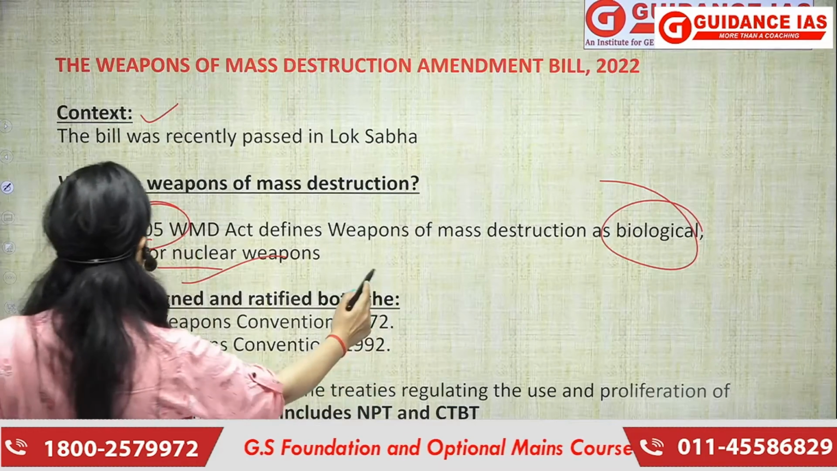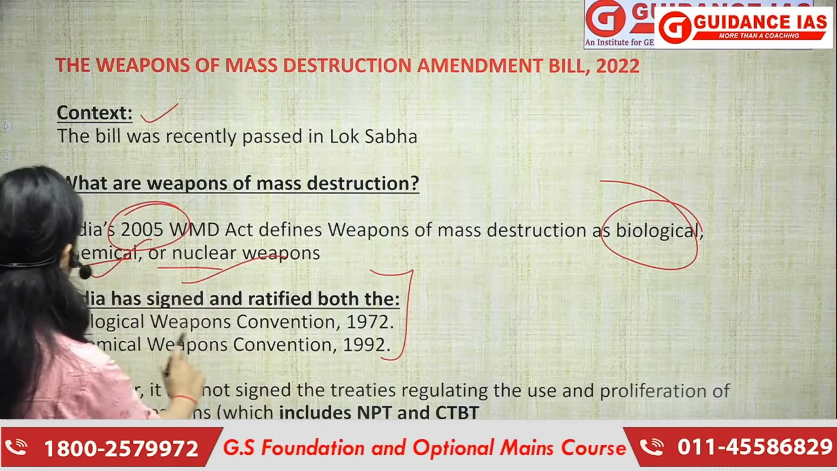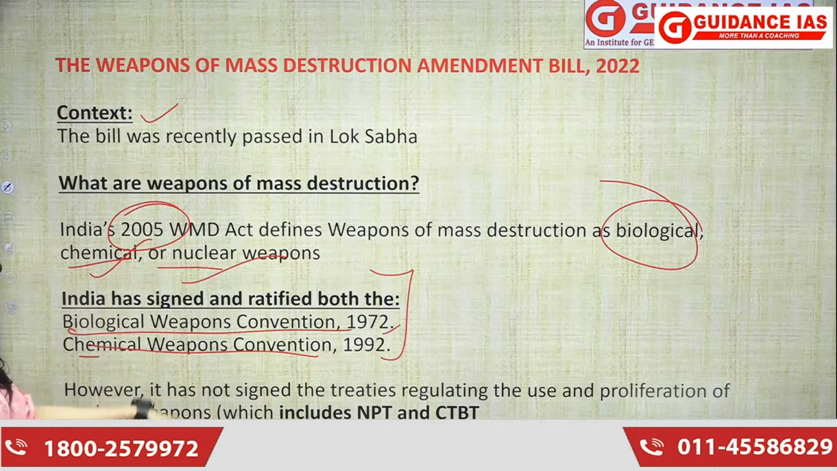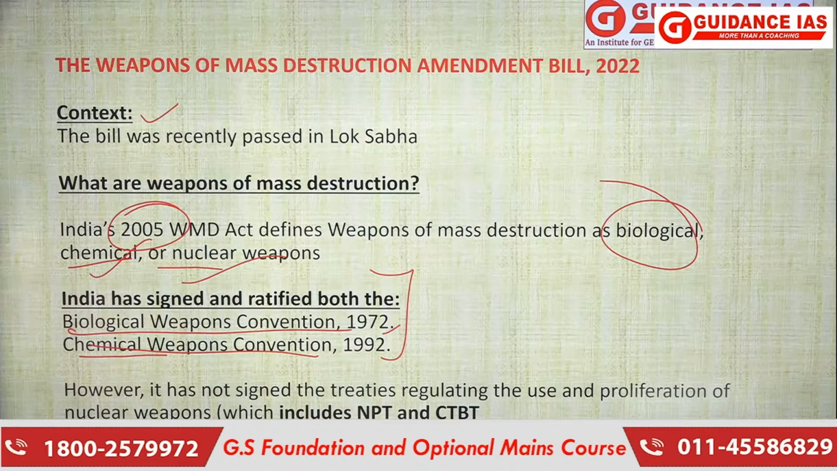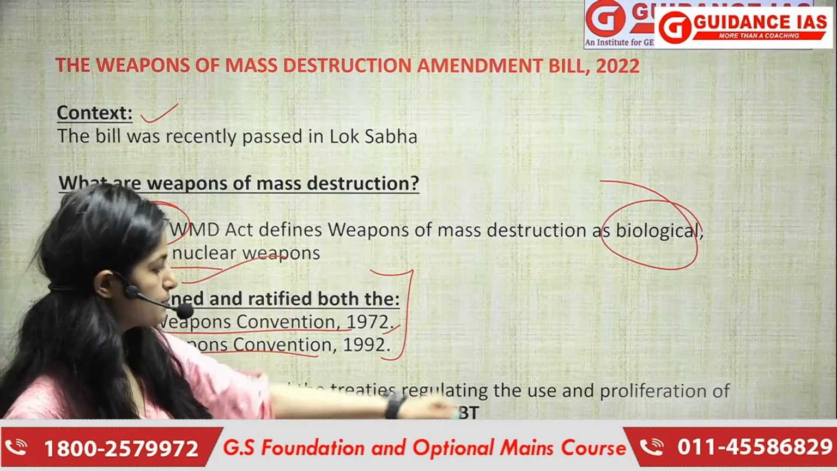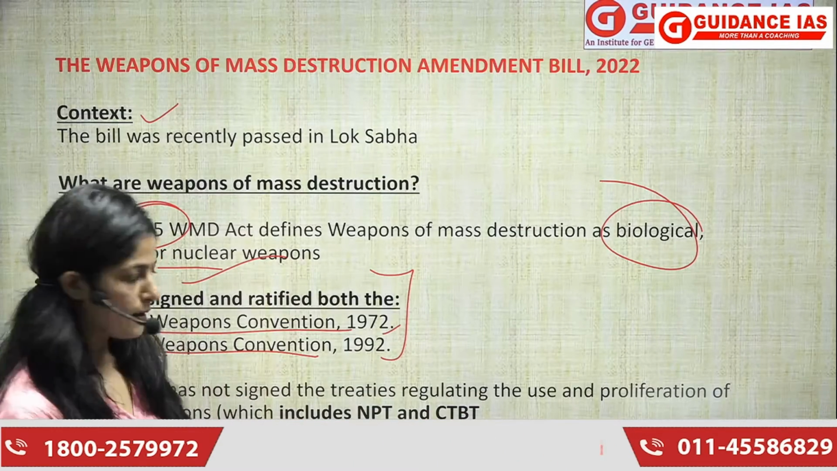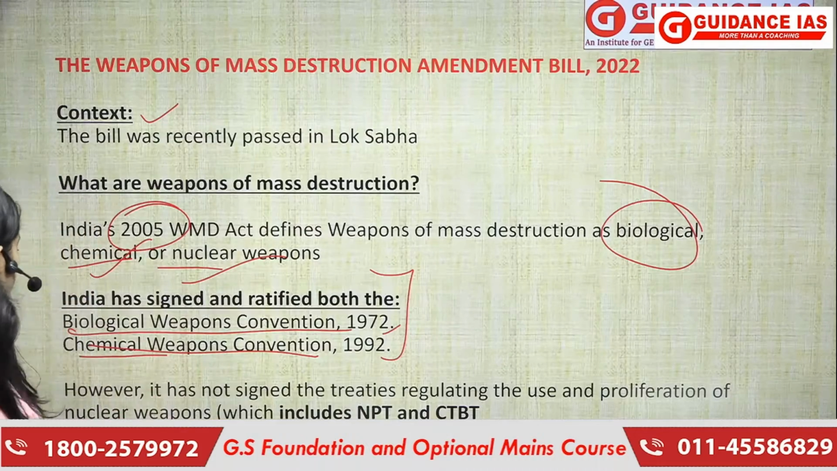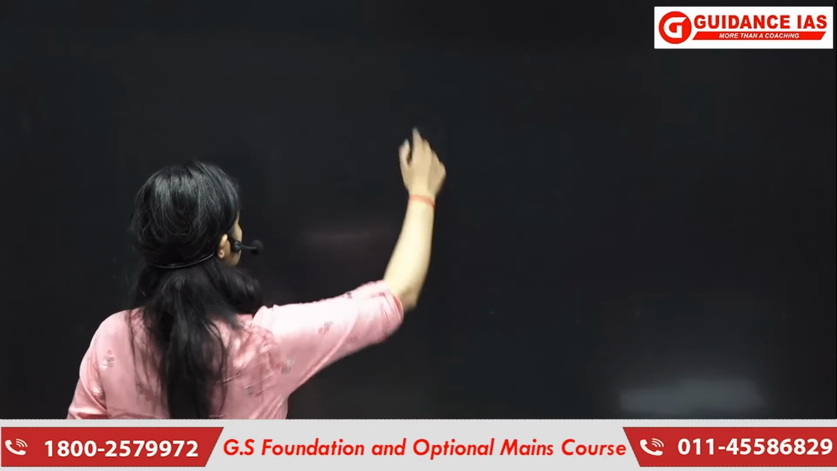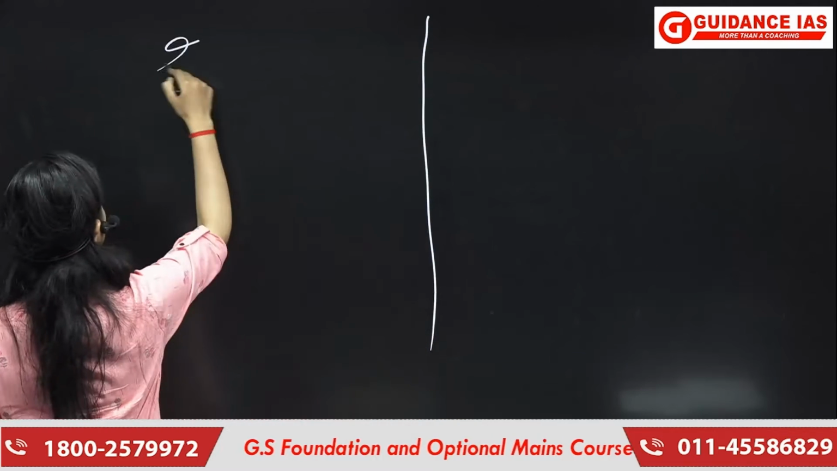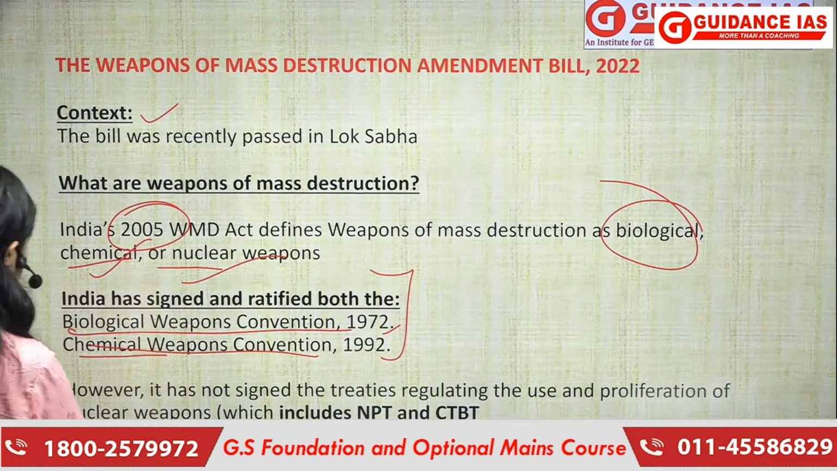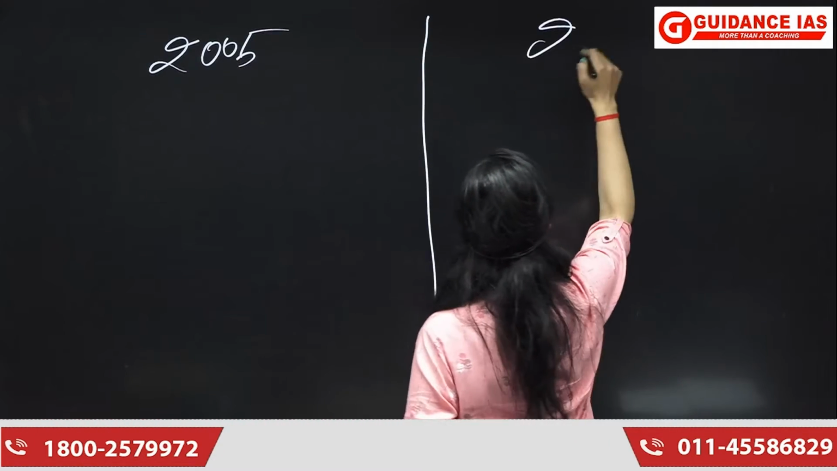And India has signed and ratified the Biological Weapons Convention of 1972 and the Chemical Weapons Convention of 1992. However, it has not signed the treaties which regulate the use and proliferation of these weapons, which are the NPT and CTBT. Don't worry, we're going to deal with everything. But first, a brief distinction between the Act of 2000, the Act of 2005 and the Act of 2022.